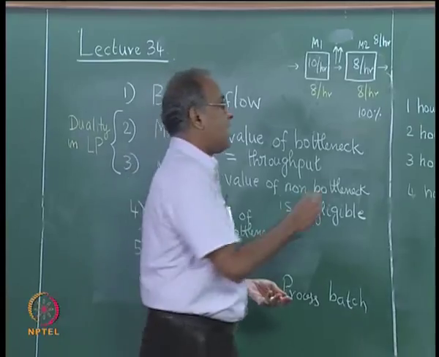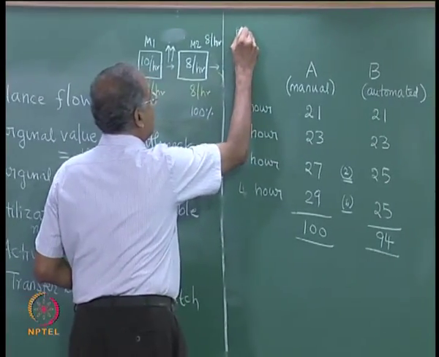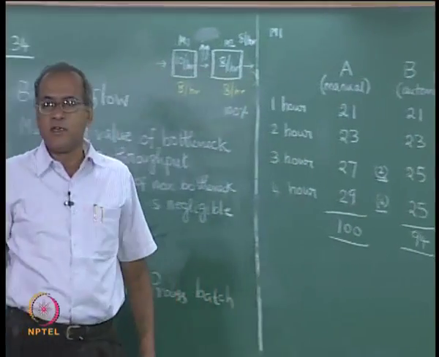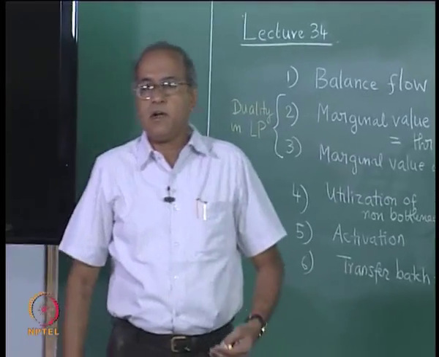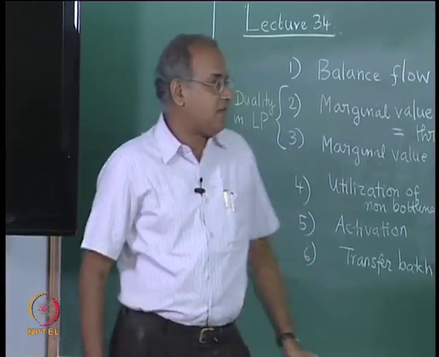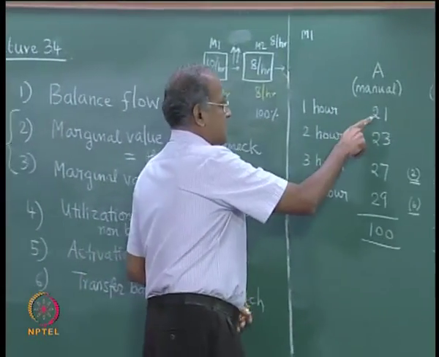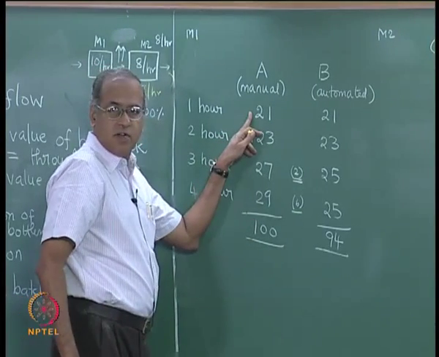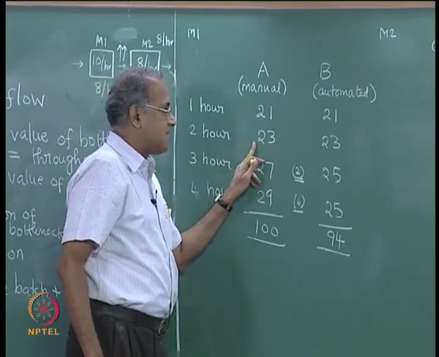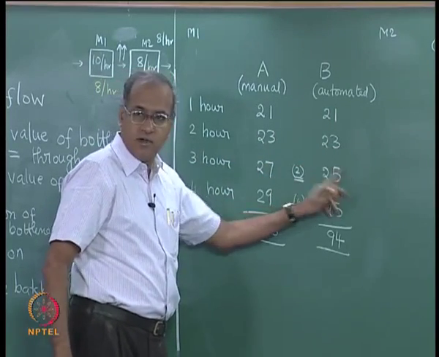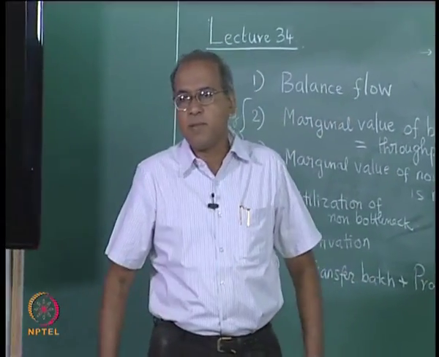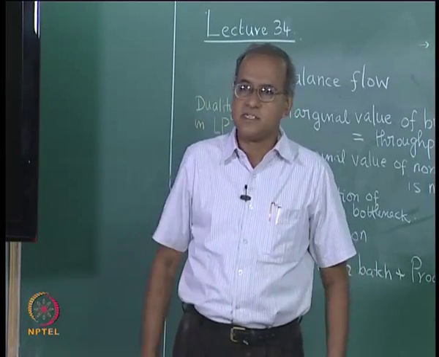If these machines were located far away, say M1 is here and M2 is far away at a distance of a few kilometers, then we may not be able to send items one piece at a time. So, if we start at time 0, this is produced at the end of the first hour, this at the end of the second hour, third hour, fourth hour and fifth hour. So, one extra hour is taken simply because of transfer batch considerations.